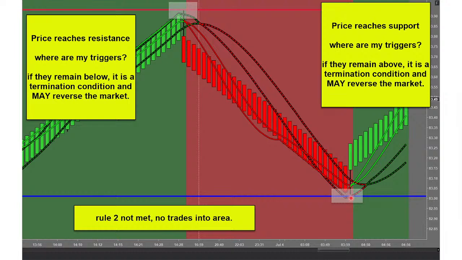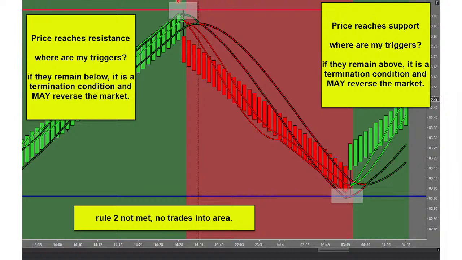When price reaches support, all you have to do, Nexgen users, is ask yourself, where are my triggers? If they remain above support, support is a termination condition. It could stop the market. It could create an untradeable bounce. There may be a fight there, or it could even reverse the market completely, making it a strong bottom. And a strong bottom is rule number one for about 3 trades going to the upside, and it sets you up for the highest probability trend trade that you could ever take.